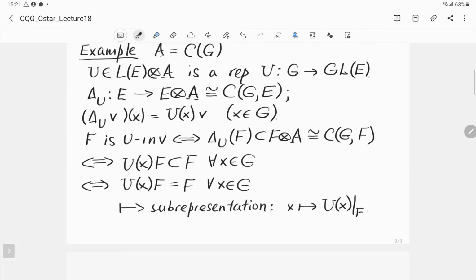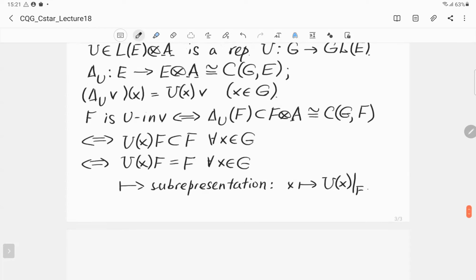And now a natural question is: is there a quantum analog of the notion of a subrepresentation? So in other words, you have a co-representation U and a U-invariant subspace F. Can we construct a co-representation on F? It turns out that the answer is yes. But this is not entirely obvious.